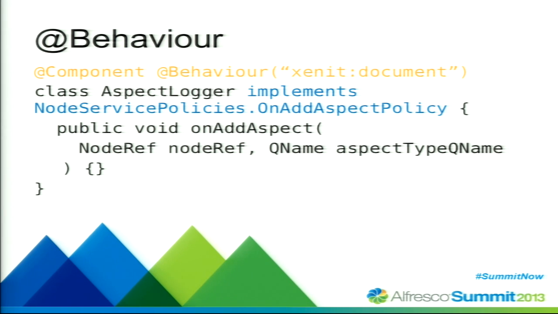Next, we have to implement the interface we want to use. In this case, we're interested in new aspects being added to any Xenit document. As we implement the interface, that's exactly the same as we would do using Java behaviors in classical extension development. The only difference is we're not directly binding behavior, using Java behavior instances to point via reflection to some method. Just by annotating it, it's directly registered into Alfresco.